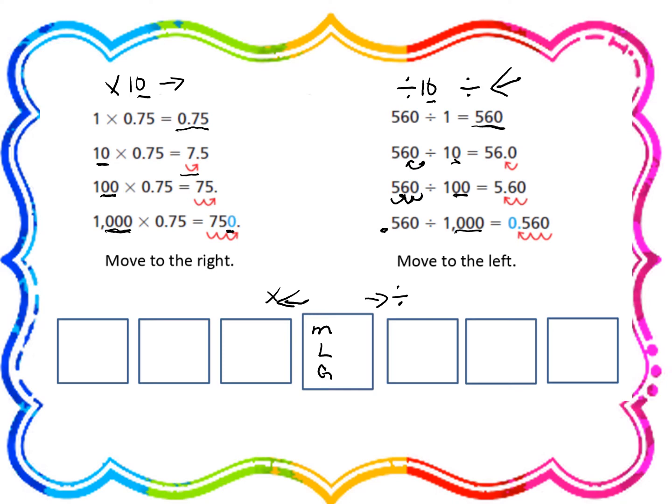Okay? And this tells us our decimal starts here, and we move it one direction or the other to make the number bigger or smaller. Just remember, multiplying makes the number bigger, dividing makes the number smaller.